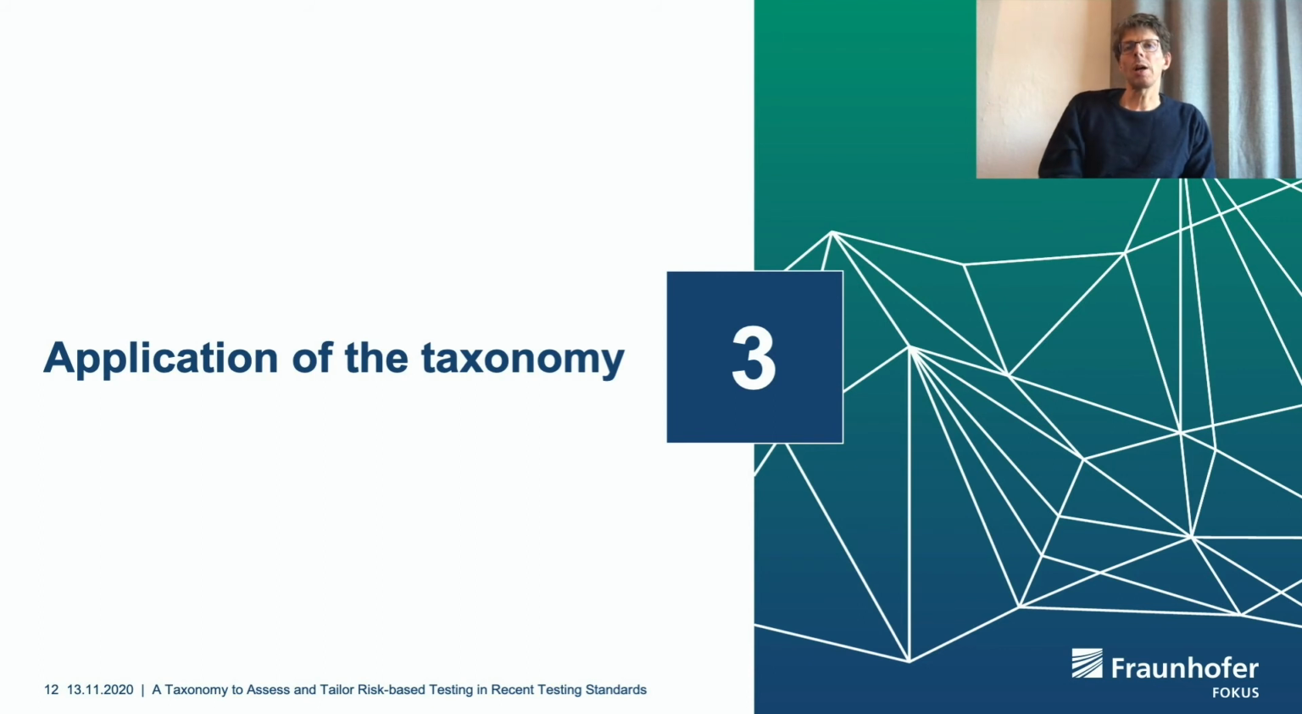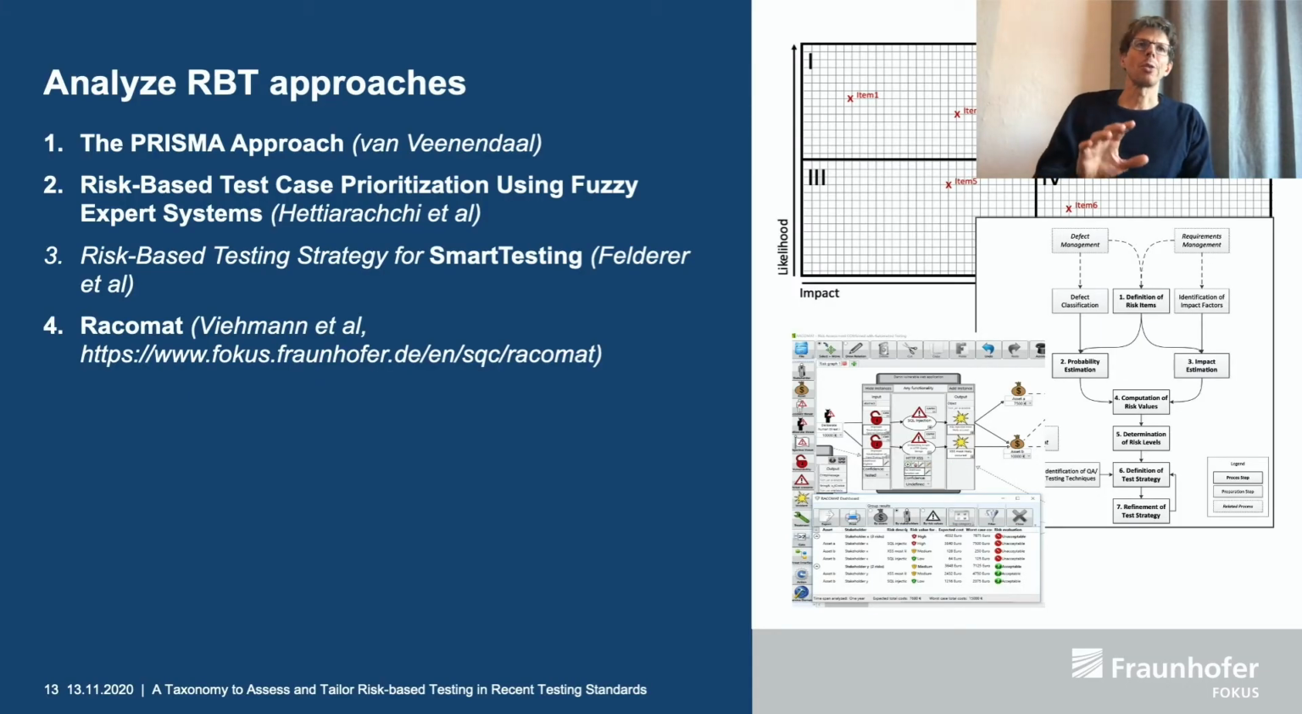Okay, so this was our taxonomy, and now we're going to show how we use this taxonomy. In this setting, or for this publication, we use the taxonomy as a systematic tool to relate the requirements and recommendations from standards to the capabilities of approaches and tools that implement risk-based testing. And for that purpose, we looked at 4 different tools and approaches.